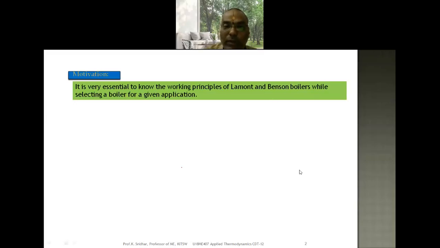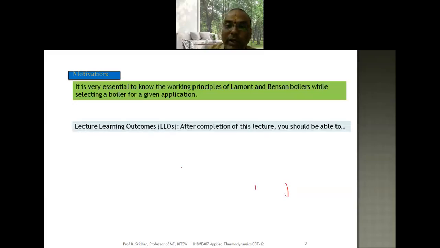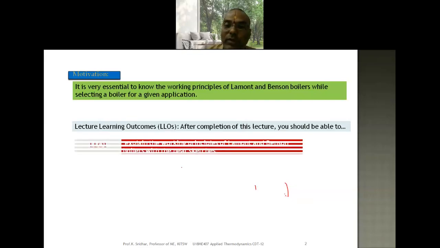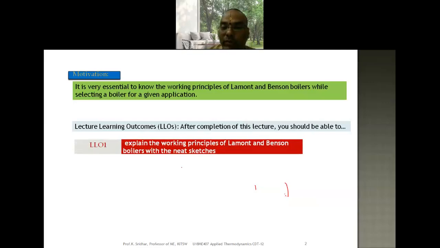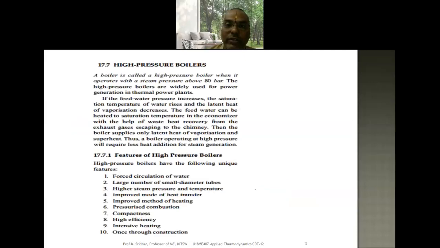The outcome of today's lecture is that at the end of the class, you should be in a position to explain the working principles of the Lamont boiler and Benson boiler with the help of neat sketches. I've already told you that in the second unit we are having the boilers, so the schematic diagram is very important. That's why you should be in a position to explain the working principle of the Lamont and Benson boiler with the help of neat sketches.